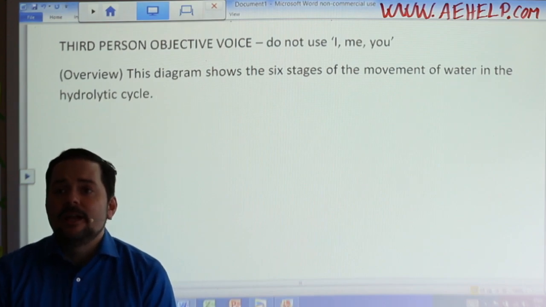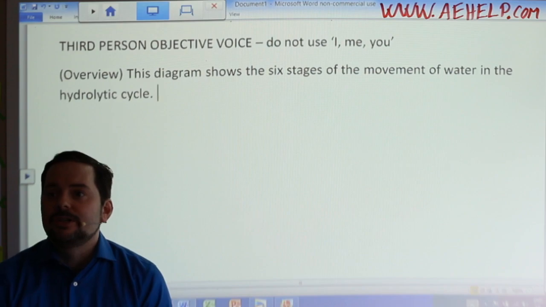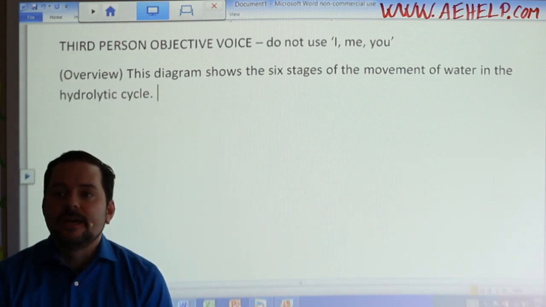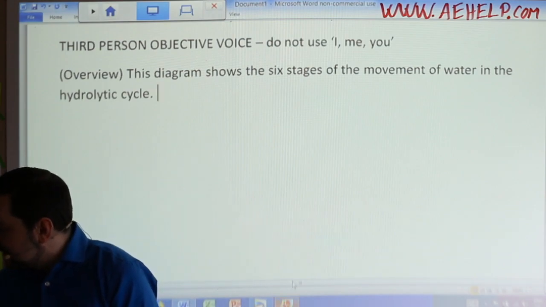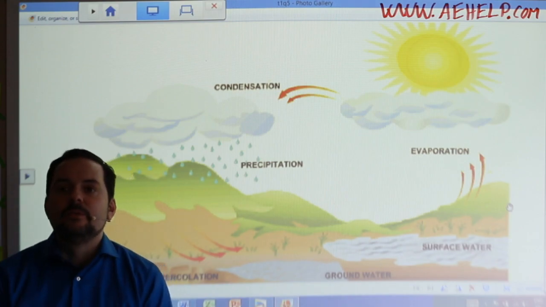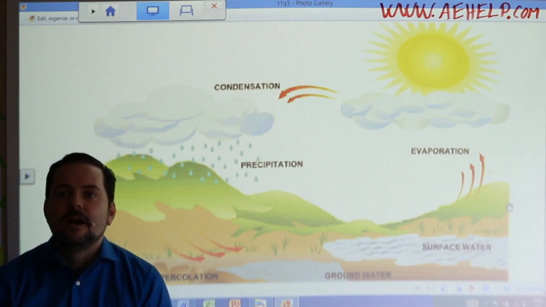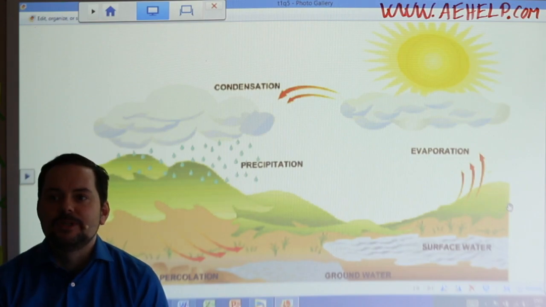Now, is there anything else we can add to that? So this diagram shows the 6 stages of the movement of water in the hydrolytic cycle. Anything else we can add to that? Is there any other clear information when we look at this diagram? And hint, there is something. So we can see something else here, definitely.